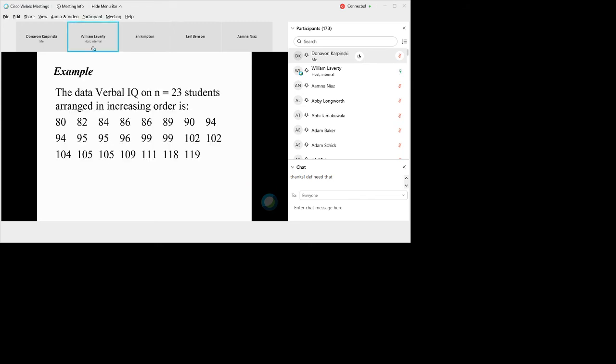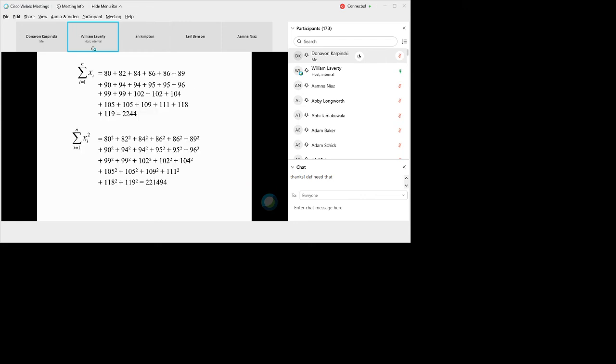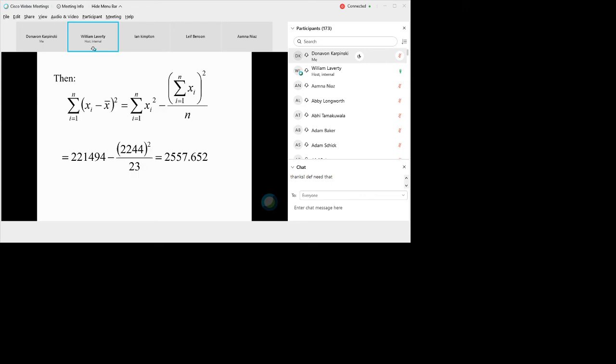Example, these are the 23 measurements on verbal IQ. The sum of the xi's is 2244. The sum of the xi squareds, so I'd have to square each xi and add that up, that's 221494. So the easiest way to compute the left-hand side is to use the computing formula on the right-hand side. 221494 minus 2244 squared divided by n, 2557.652.